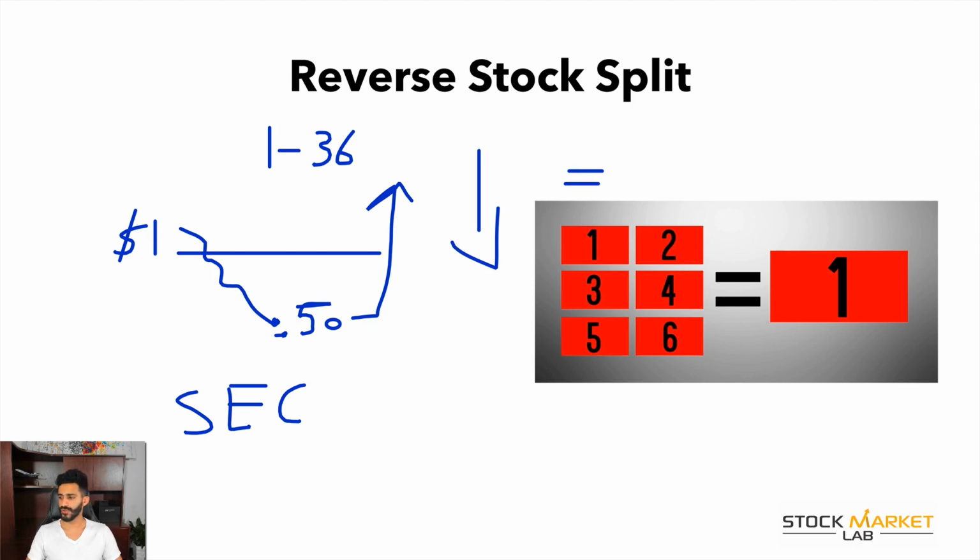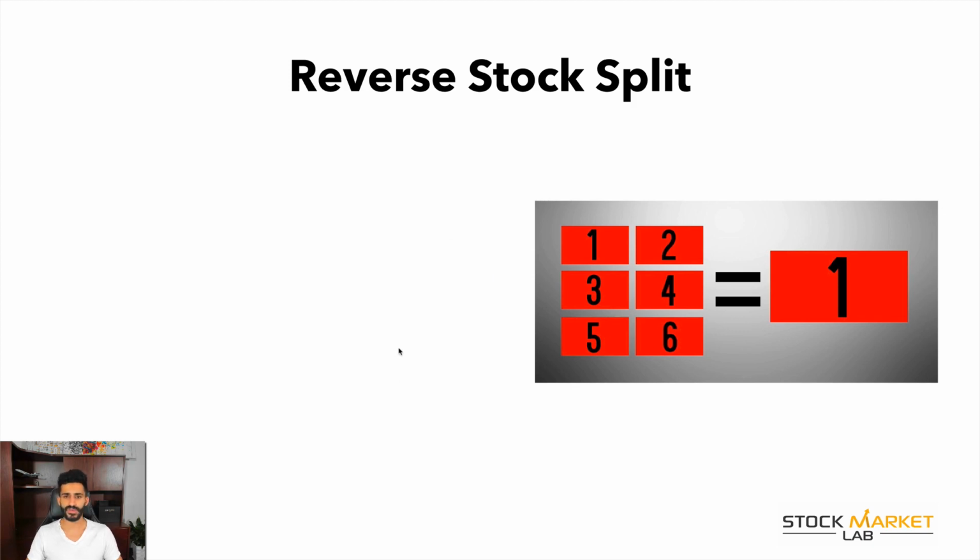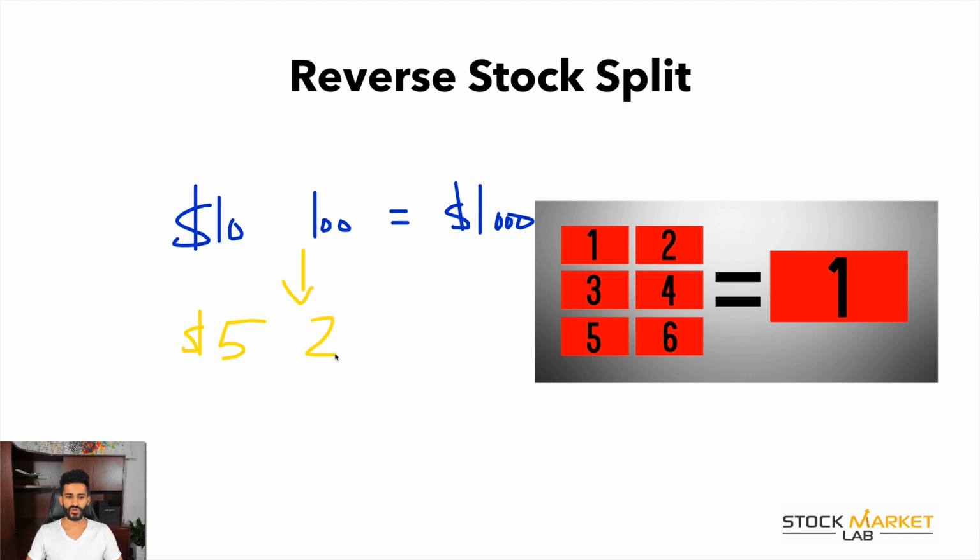Now, what happens to you if you're holding a stock that has a reverse split or a stock split? Now, let's say a company is trading at $10, right? They have 100 shares, meaning their total market cap, their valuation is $1,000. Now, if their valuation is $1,000, and let's say they have a split, right? Their price goes to $5, and they have 200 shares, right? The valuation, once again, stays the same, okay? The valuation on a split does not change. The only thing that changes is the share amount. Share price goes down, the share quantity goes up.